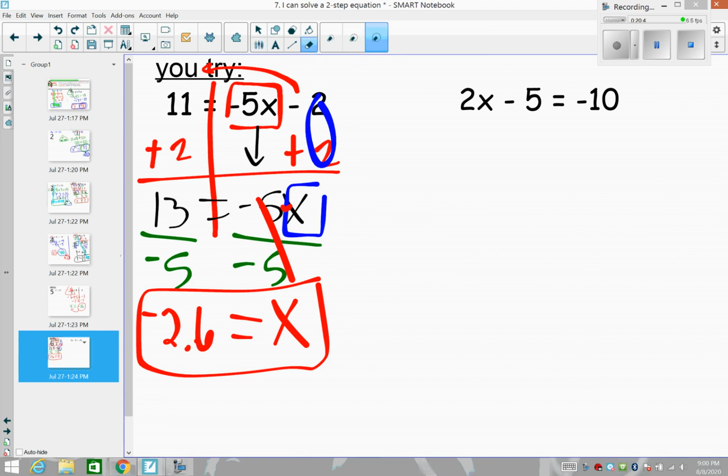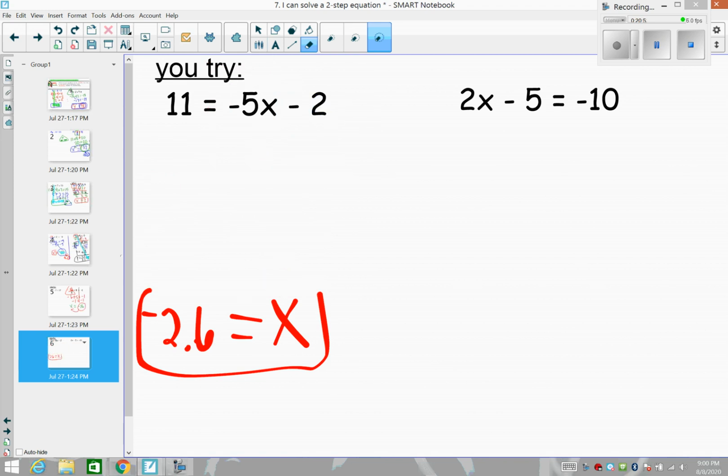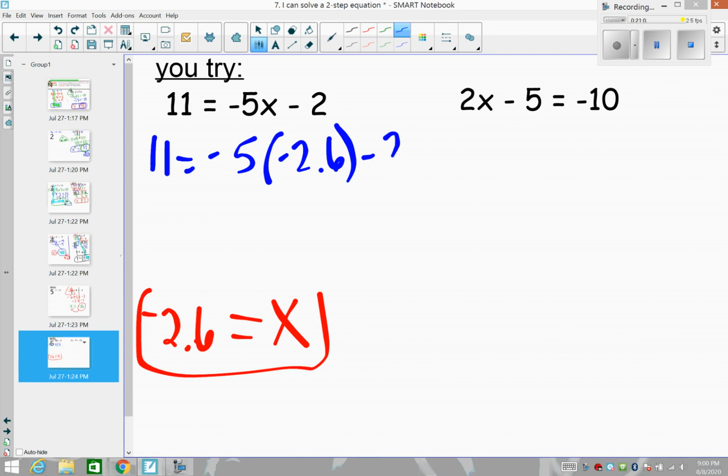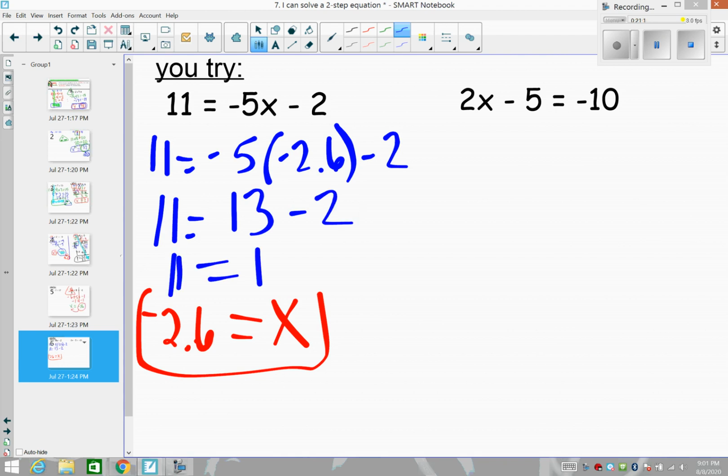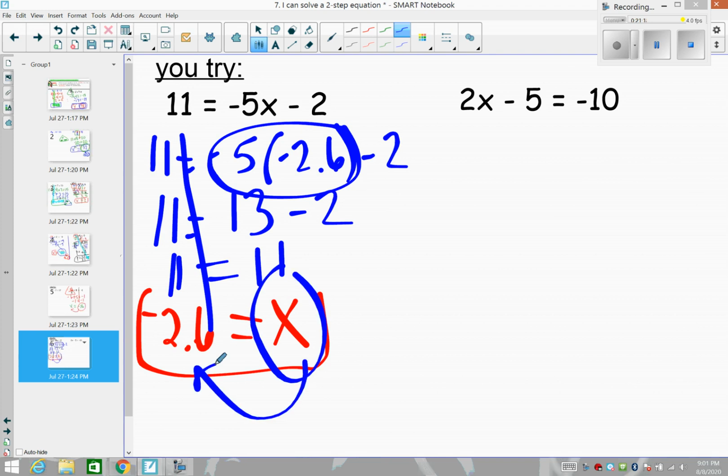Let's substitute that back in, because the last time it was a decimal, I did not because of space, and I just want to prove to you that it doesn't matter that there's a decimal. So we're going to substitute back in for the x up here. Negative 5 multiplied by negative 2.6 minus 2. So we would then have positive 13 minus 2, and we do get the left side equals the right side because this right here equals positive 13. So we know that x has a value of negative 2.6.